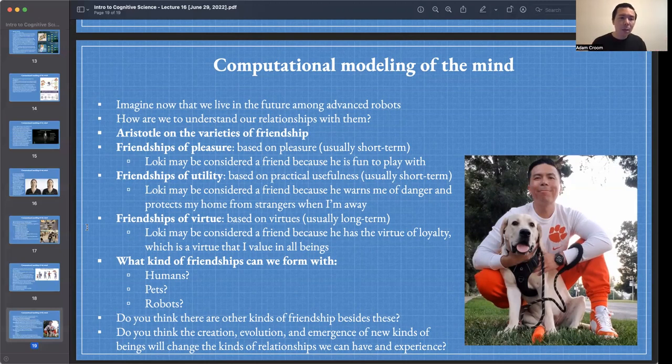Also, do you think the creation, evolution, and emergence of new kinds of beings will change the kinds of relationships we can have and experience with others? As we create new robots that are highly intelligent and have all these new properties, will that push us to also develop in new ways such that we have novel and new kinds of relationships with others? I think these are fascinating questions to think about, and I hope that you find them fascinating also.